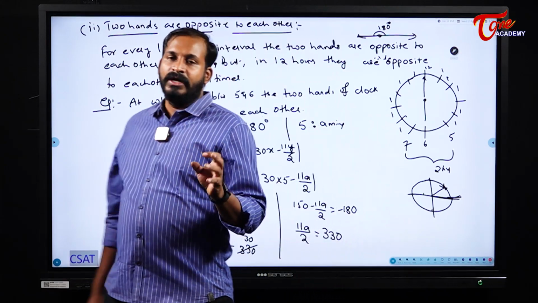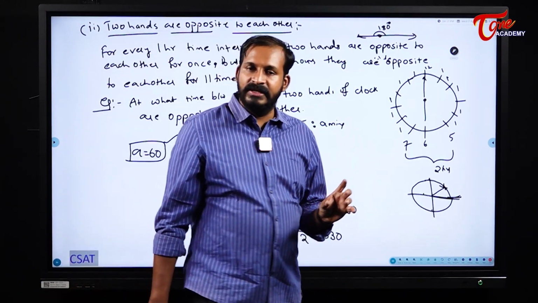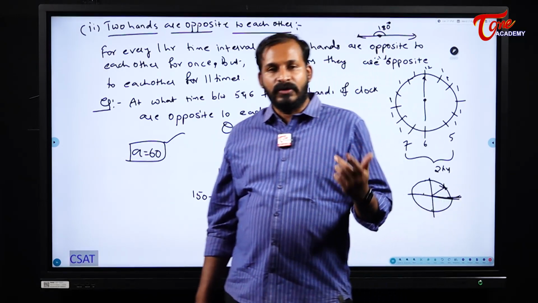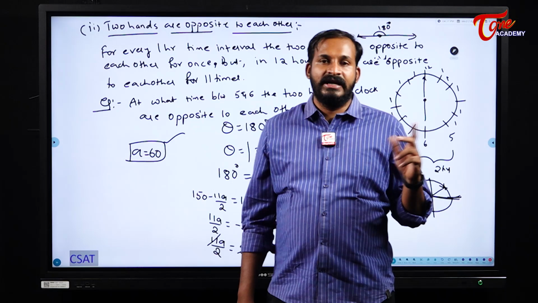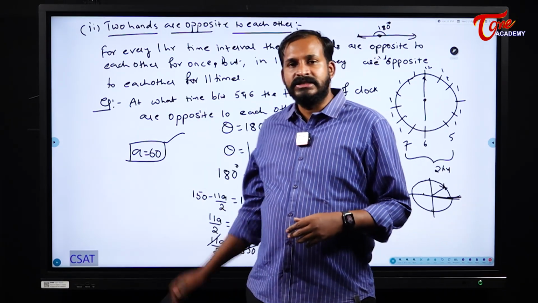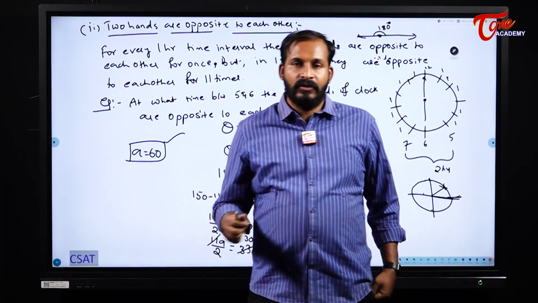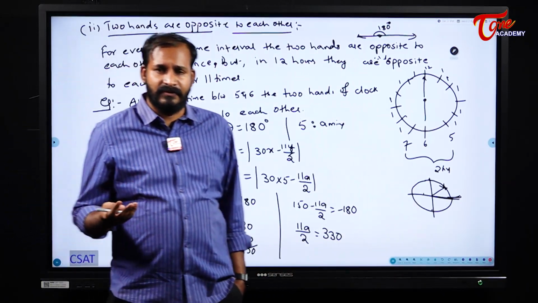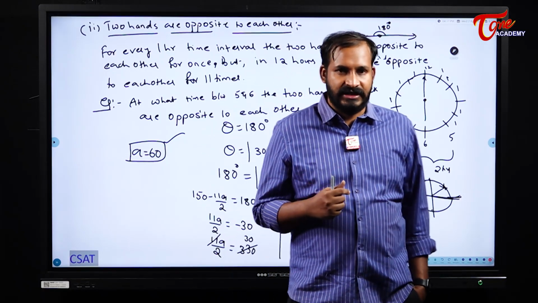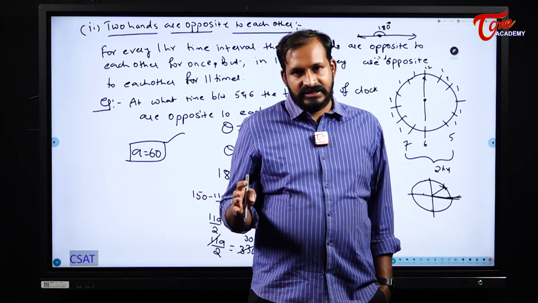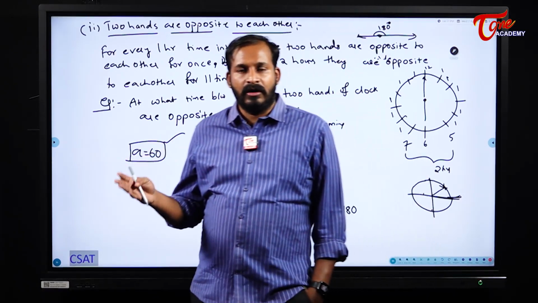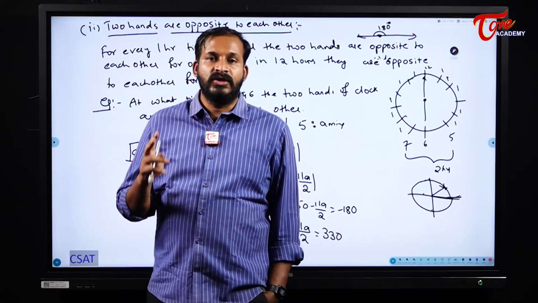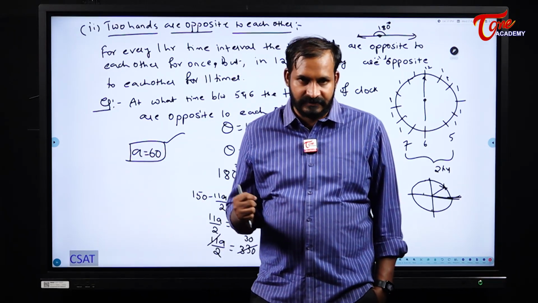If they use the words together or coincide, take theta as 0 degrees. If they use the word opposite to each other, or straight line and opposite to each other, take theta as 180 degrees. And one more thing, they may ask you these general questions. Usually the UPSC may ask or may not ask. They may ask us in the case of statements. In 24 hours, the two hands of the clock coincide how many times? In 12 hours, they coincide 11 times. So in 24 hours, they will coincide 22 times.